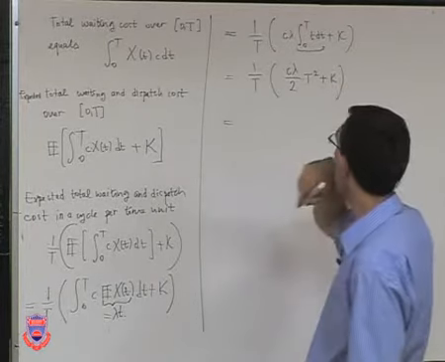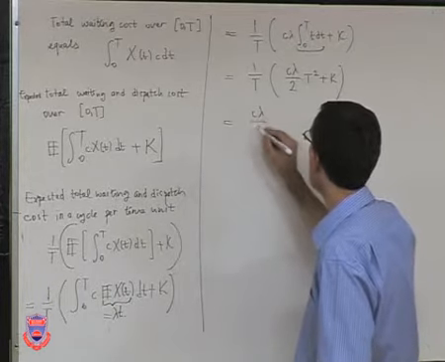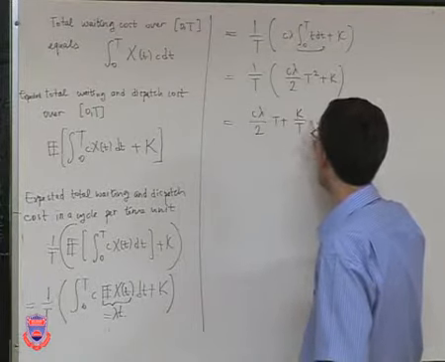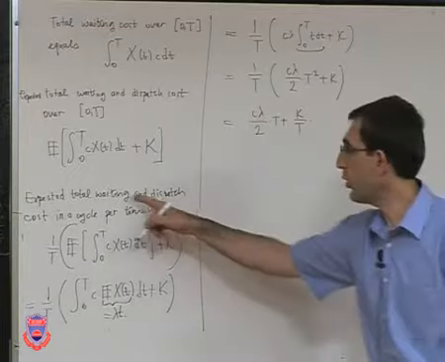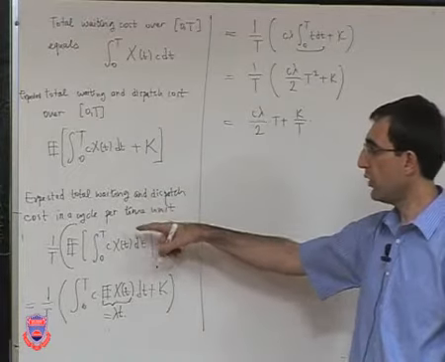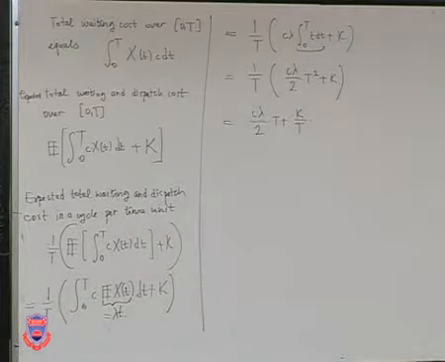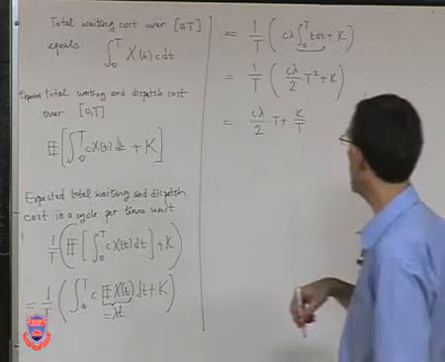And then we can divide by T if you like. So we will have c times lambda over 2 times T plus k over T. So that's the expected total waiting and dispatch cost in a typical cycle per time unit. Okay? So that's the answer for the first part.